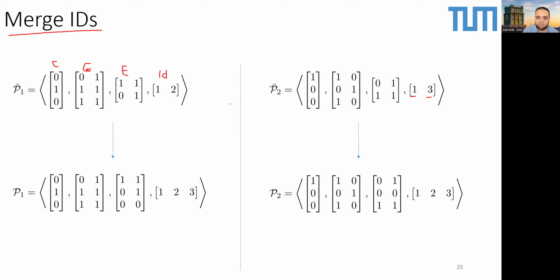adding the missing ID from each polynomial logical zonotope to the other. So the 3 is missing here. So we add the 3 and add a 0 row in the exponent matrix, which corresponds to the third ID. And here we add 2 and add a 0 in the exponent matrix, which corresponds to the added ID.